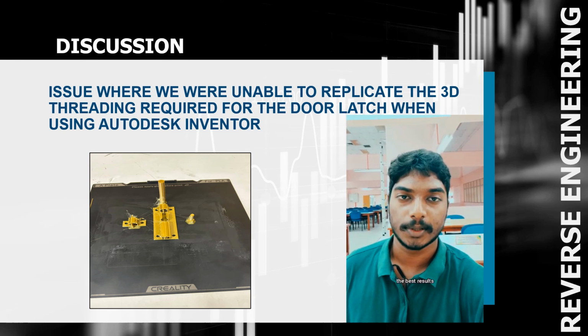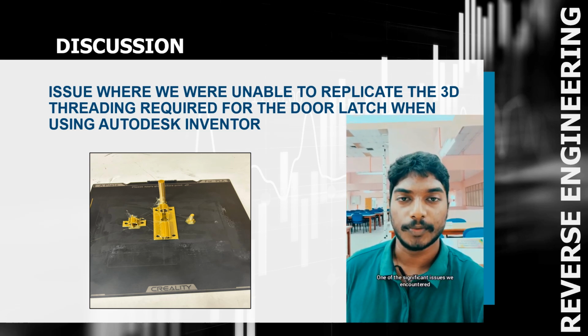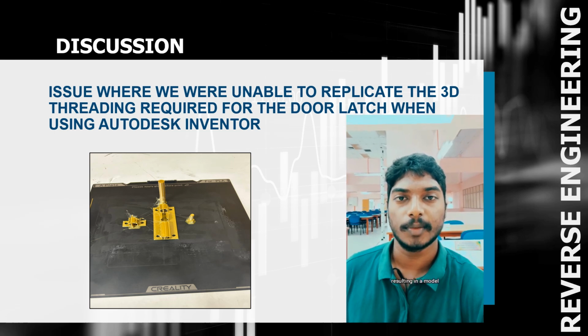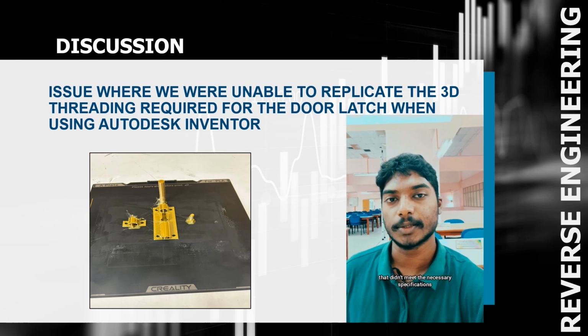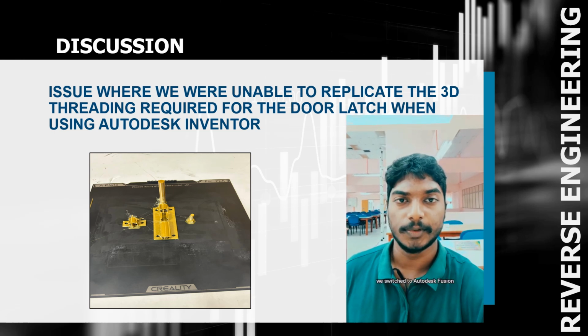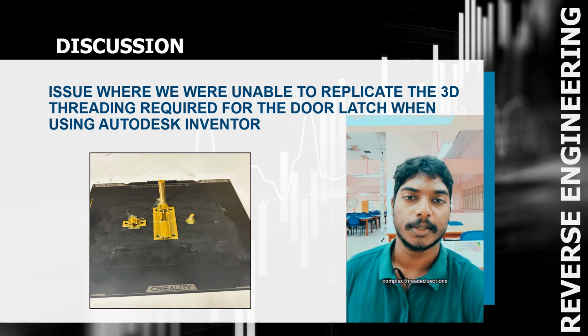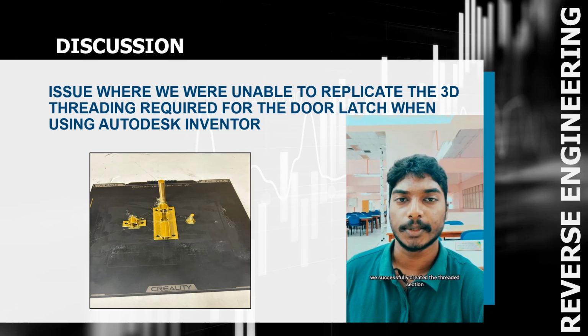One of the significant issues we encountered was replicating the 3D threading required for the doll edge using Autodesk Inventor. Despite our efforts, the initial attempts were unsuccessful, resulting in a model that didn't meet the necessary specifications. To address this, we switched to Autodesk Fusion, which provided more advanced tools for creating complex thread sections. After several iterations and adjustments, we successfully created the threaded section needed for the doll edge. This transition not only solved our problem but also enhanced our understanding of different CAD software capabilities.